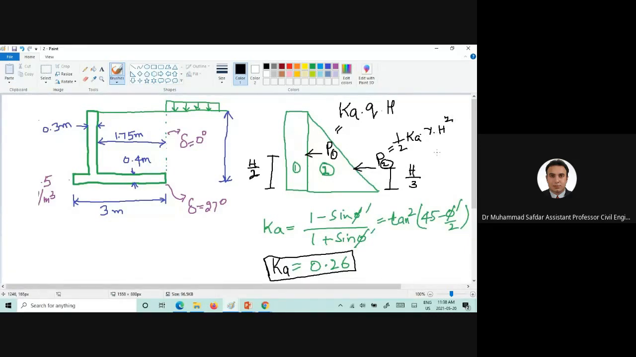All the values are given. You need to find out the lateral thrust, which is exerted due to the surcharge pressure and the backfill material.